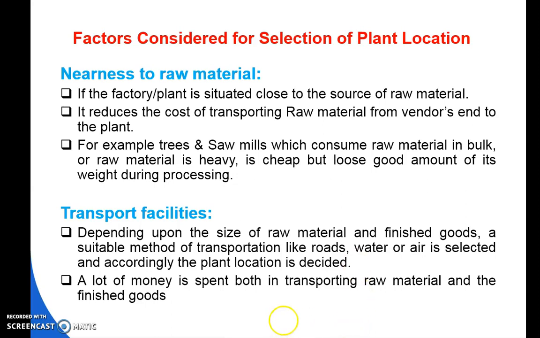Next one is transportation facilities. Transport facilities means the process in which we are carrying the raw material, and the finished product is to be sold in the market. So for that reason, depending upon the raw material and finished goods, a suitable method of transportation like roads, waterways and airways is selected. Accordingly, the plant location is decided. A lot of money is spent both in transporting raw material as well as finished goods.